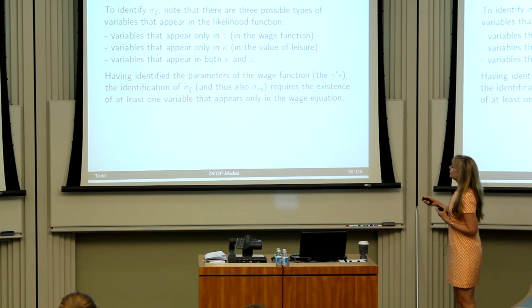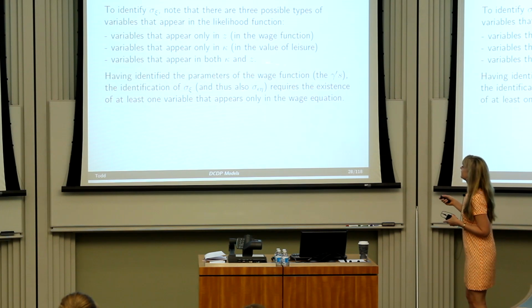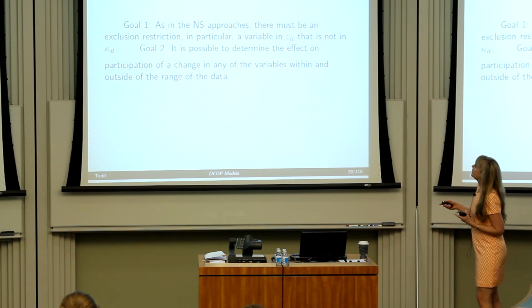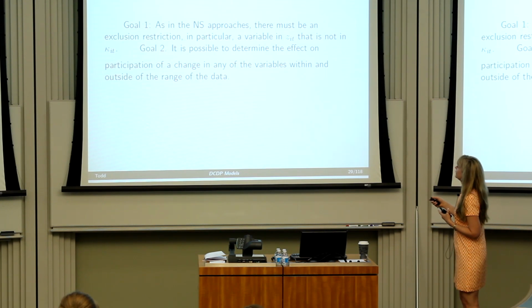Yeah, so there are variables that only appear in z, variables only in kappa, and variables that are in both. This is what I was just trying to say. I forgot I had a slide on it. So having identified the wage function parameters, which are the gammas, to get the sigma requires one variable that's only in the wage equation. So that's the exclusion restriction. Okay. Now let's look at how we use this model for these different goals.